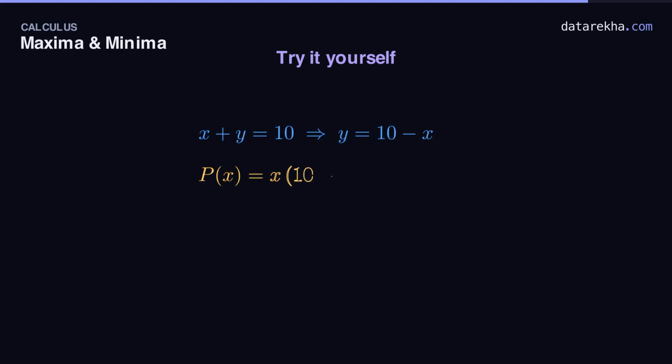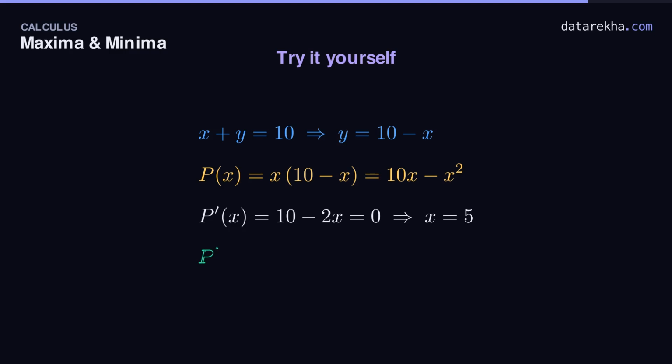The constraint x plus y equals 10 gives y as 10 minus x. So the product p of x is x times 10 minus x. That's our objective in one variable. Differentiate. P prime is 10 minus 2x, 0 when x equals 5. And p double prime is minus 2, negative. So it's a maximum. Both numbers are 5, and the biggest product is 25. If you landed there, you've truly got this.